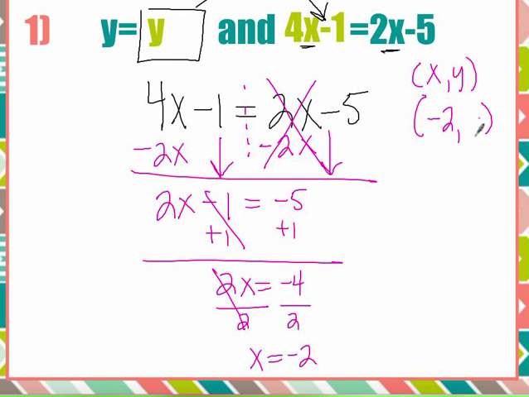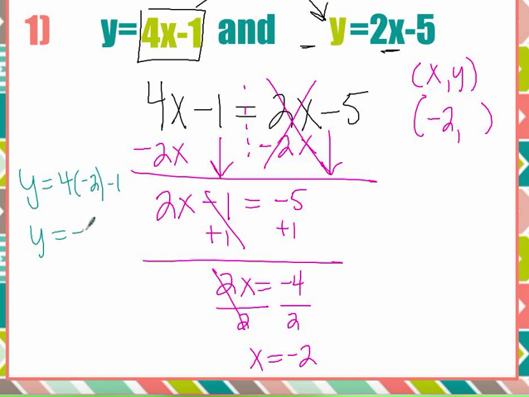So to find out what that y coordinate is, where they intersect, I'm going to now take this x value and plug it back in to one of the original equations. So if I've got this negative 2 for x, I could plug it back into the first one. I would have y equals 4 times negative 2 minus 1. So y equals negative 8 minus 1. So y equals negative 9.